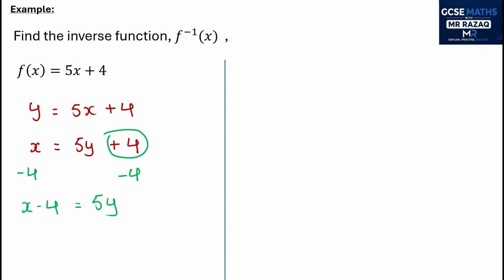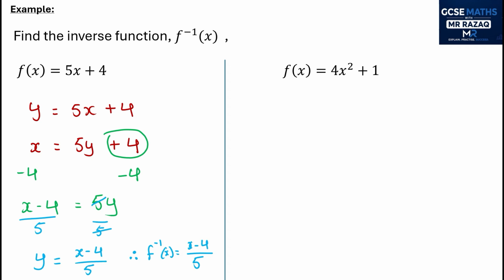And to make y the subject of formula, I will divide it by 5, cancel both sides, and you're left with y is equal to x minus 4 over 5. And this means you've worked it out. So now, just to write it down over here, this means the f inverse is equal to x minus 4 over 5. That's my answer.